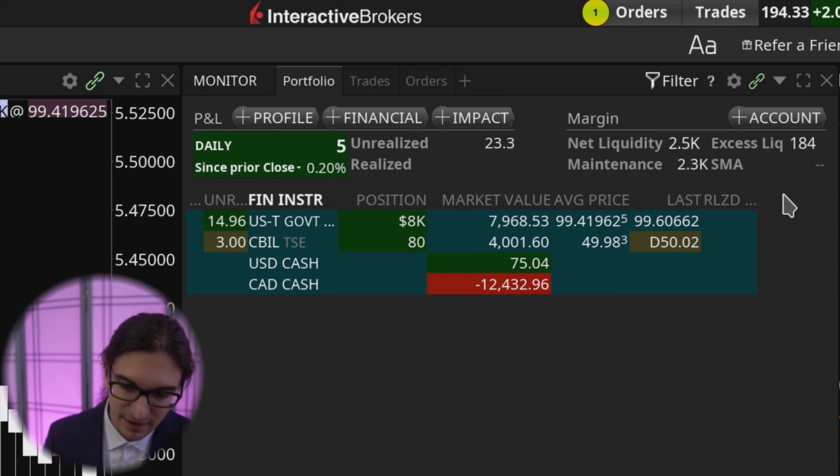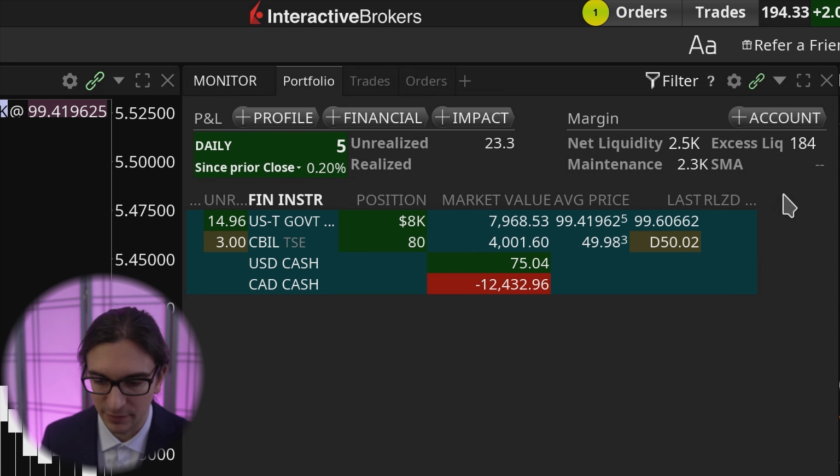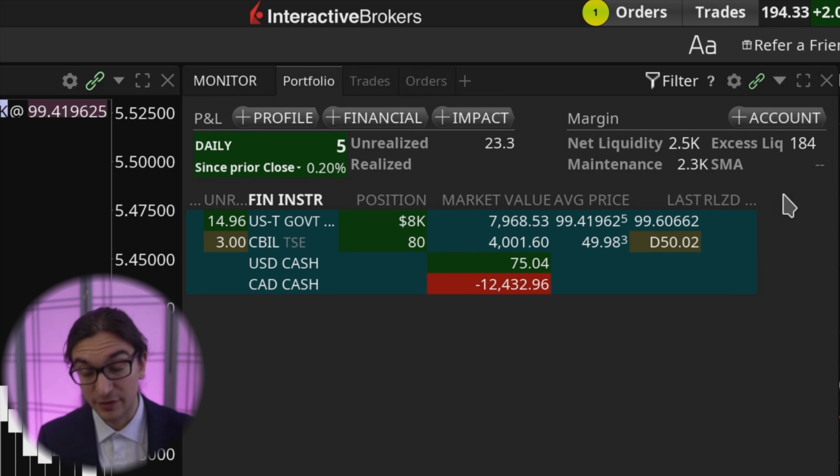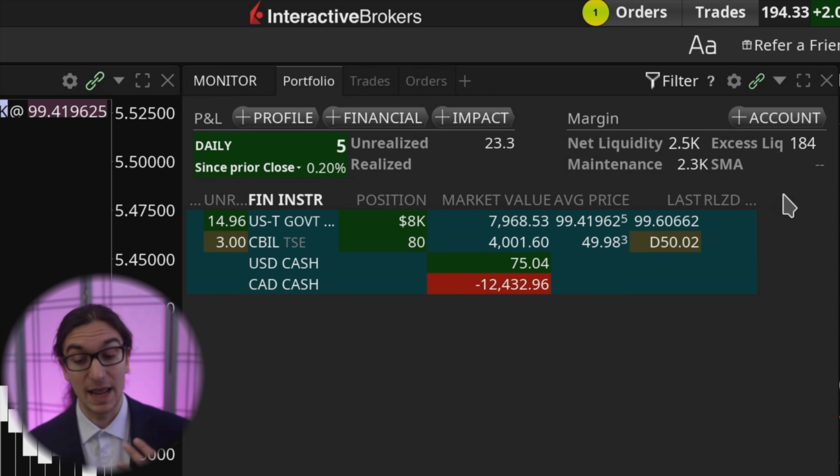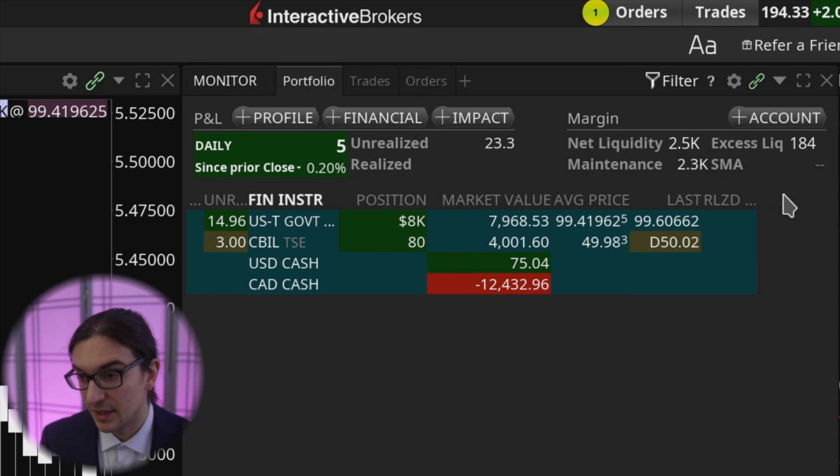One of them is an ETF for Canadian treasury bills. The other ones are actually US treasury bills I bought in the secondary market with IB. So you can see there's a negative cash balance of 12,000 Canadian. And the reason for that is because I actually pulled that money out as a withdrawal. They'll allow you to pull cash out of your account up until your excess liquidity approaches zero.